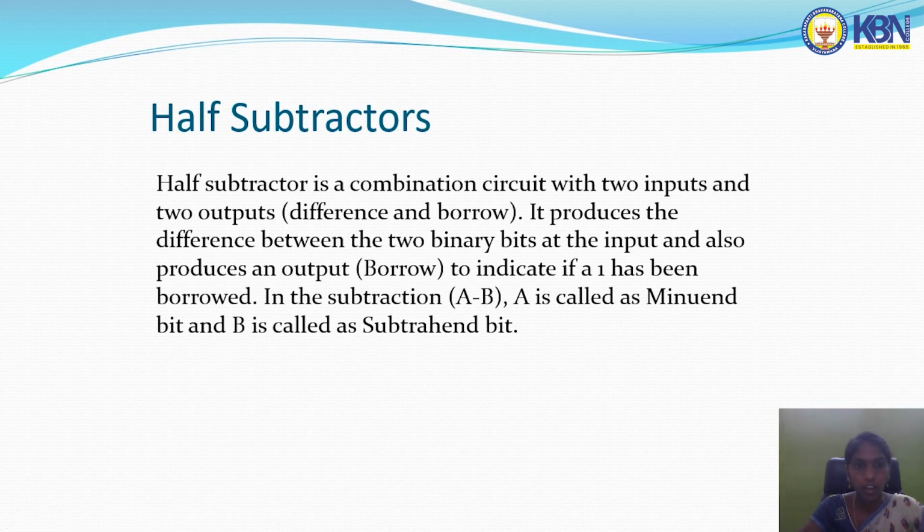Half subtractor. The half subtractor is a combinational circuit with two inputs and two outputs. The outputs are difference and borrow. It produces the difference between the two binary bits at the input and also produces an output borrow to indicate if one has been borrowed in the subtraction. A is called the minuend bit and B is called the subtrahend bit.